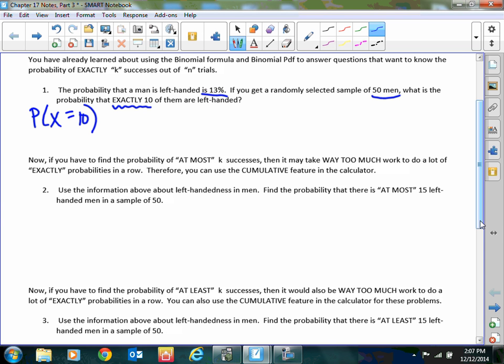Now you have to show work, and then you can go get the answer from your calculator. So the work you need to show is putting it into the formula. 50 choose 10, no fraction line there. The probability of success is 0.13, and I want 10 of those left-handers. And I want, which would make how many of the not left-handers? That would be 40, but with the probability of 0.87, and 40, since that's the rest of the 50, because 40 plus 10 is how you get that 50.